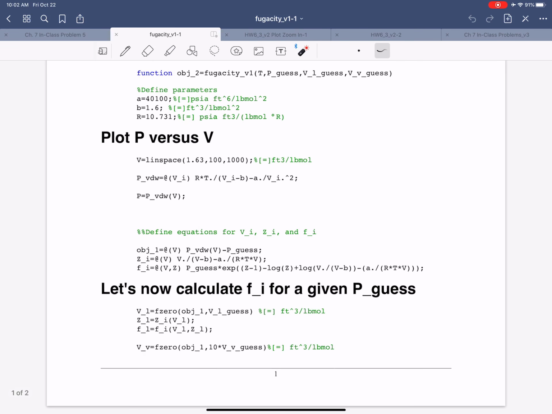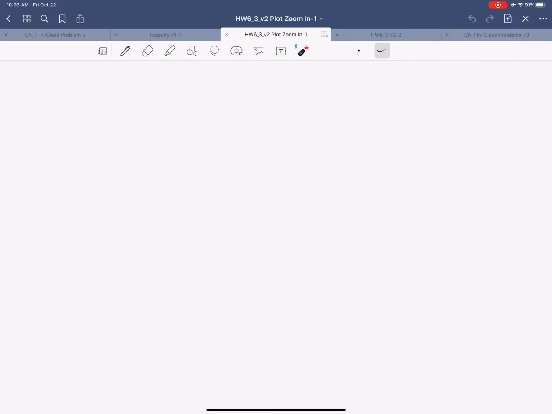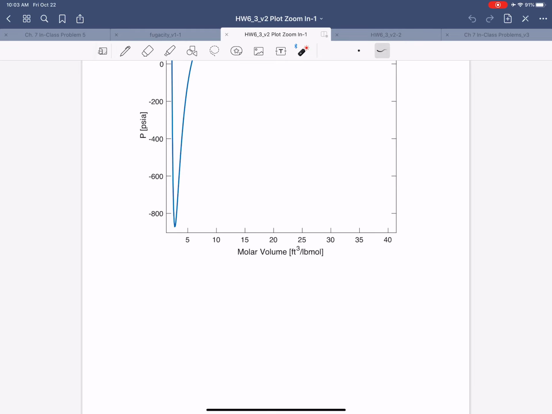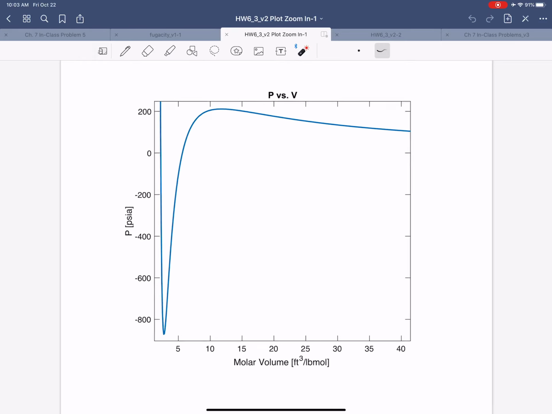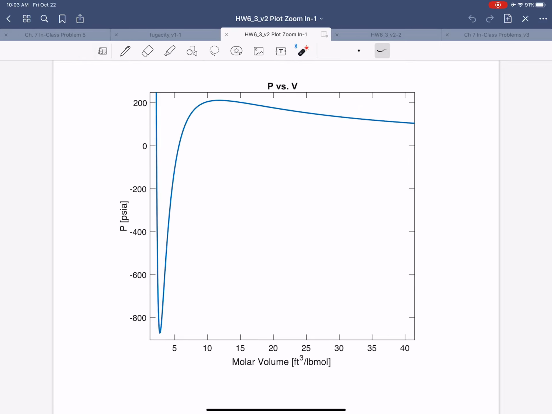In the first section of the code, all it does is plot pressure versus volume. I tell it a range of volumes that I want it to look at, then I define the van der Waals equation, and then I calculate those pressures. Okay? Here's a zoomed in version of that plot, specifically zoomed in on the region in which you get pressures that correspond to multiple volume values.